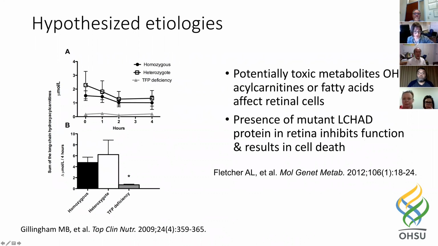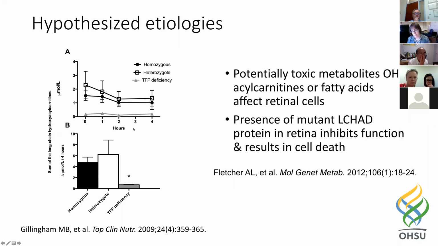These are 9 patients, so there's 3 in each group. And you can see that after an overnight fast, the patients that are homozygous or heterozygous for the common mutation have much higher hydroxyacylcarnitines. We fed them breakfast right after the baseline blood sample, and you can see the acylcarnitines come down nicely after a meal, but they don't approach those of the TFP deficient down here. If you calculate area under the curve of this postprandial response to feeding, you can see that the hydroxyacylcarnitines were significantly higher in the patients with LCHAD deficiency compared to TFP deficiency.